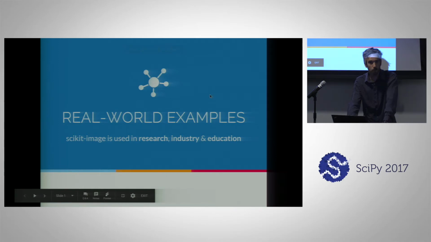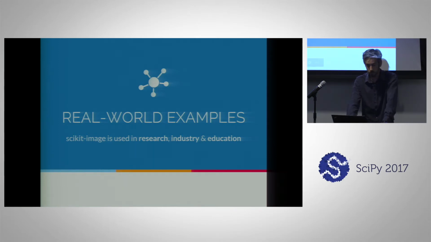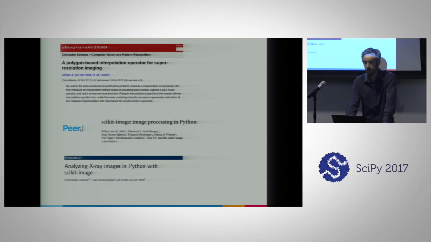So scikit-image was born out of a real-world need to do science, and I'd like to give you a few examples of places in which it's been used. If you're interested in further reading, we've got a paper out on the library itself that's published in PeerJ, and then recently Emmanuelle and I and Juan also co-wrote a paper about the use of scikit-image in X-ray imaging.